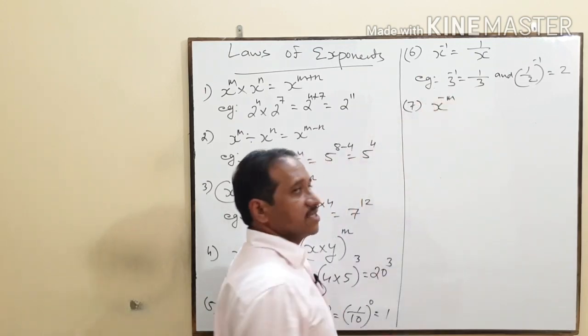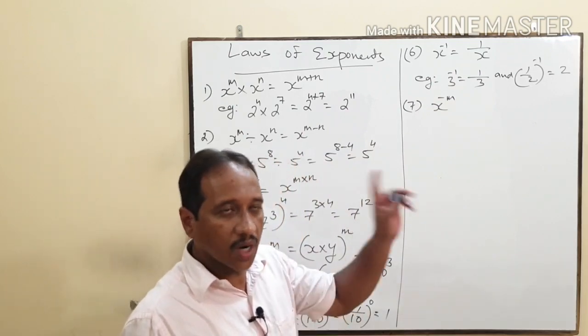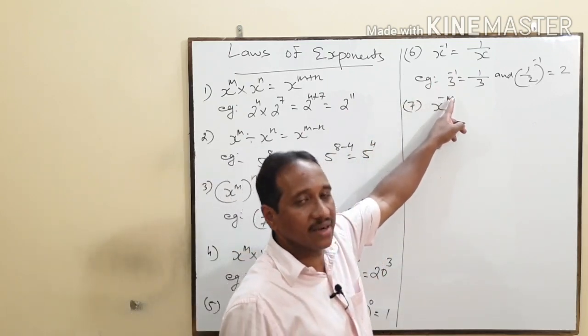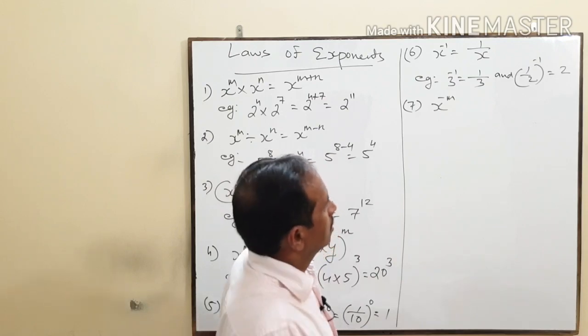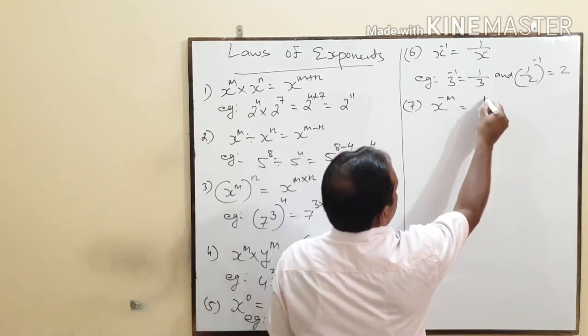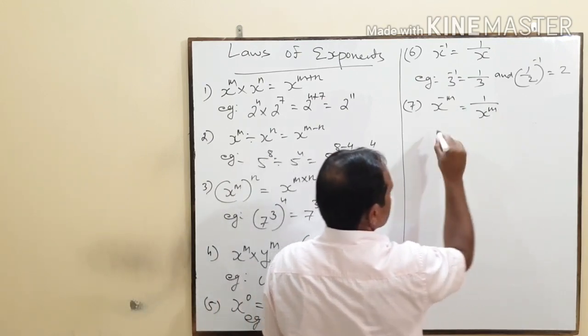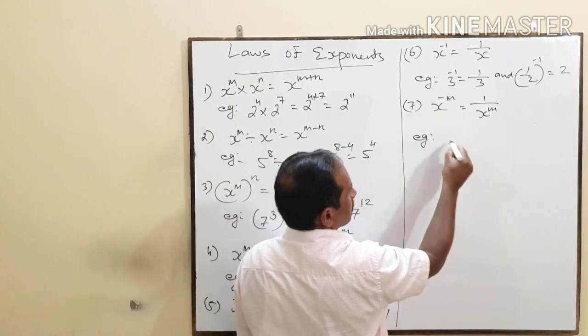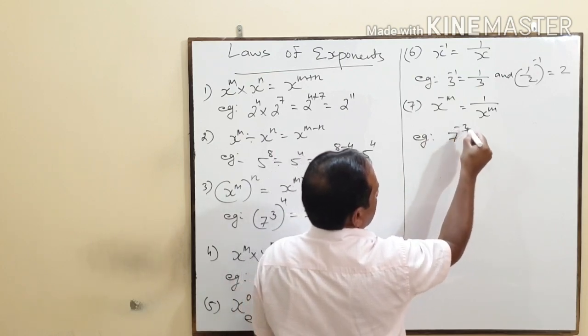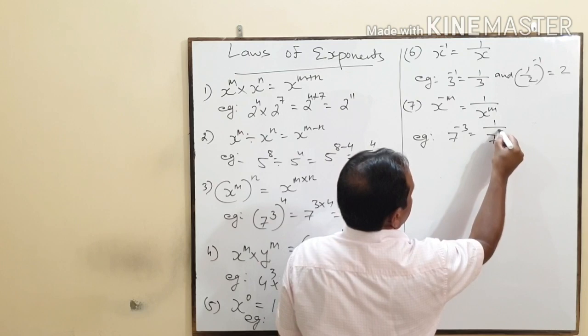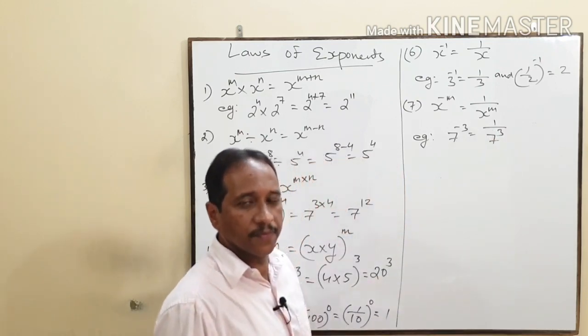Next one is x raised to minus m. Instead of 1, I write m. x raised to minus m is equal to 1 by x raised to m. Example, 7 raised to minus 3 is equal to 1 by 7 raised to 3.